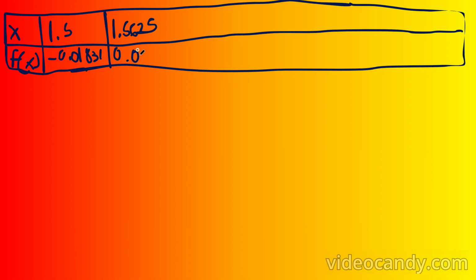Okay, so let's get this one for answer for integration. So f is x. 1.5 is 0.01831 and 1.5625, 0.832, 1.53125. So 0.03020.